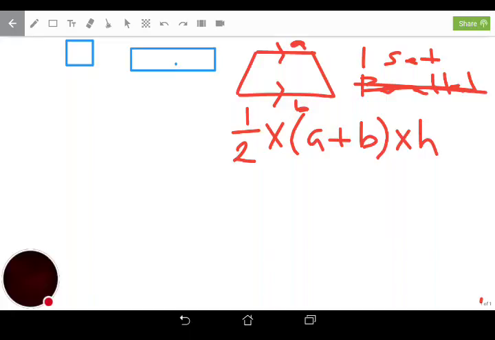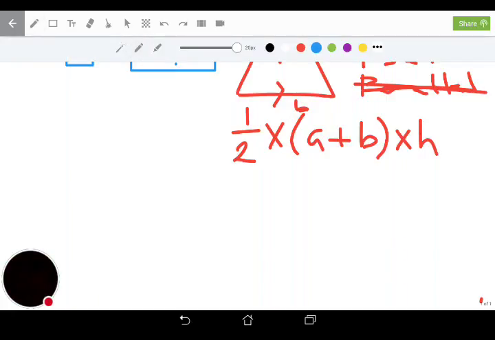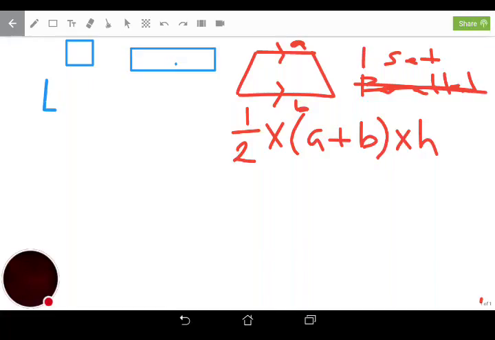Now if you're going back to working out the area of the square and the rectangle, to find the area of the square, it's basically length times height. So if this side was 2, for example, and that side was 2, it'd just be 2 times 2. To work out the area of this, again, if that was 2 and that was 4, it'd be 2 times 4, which would just give us 8 centimetres squared.